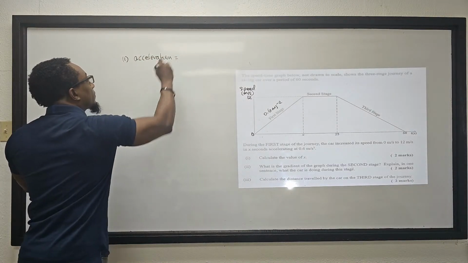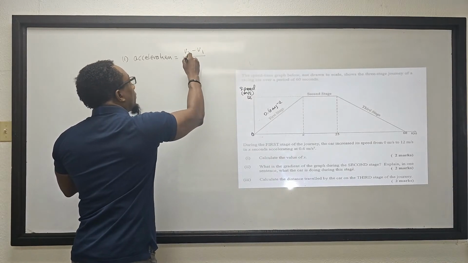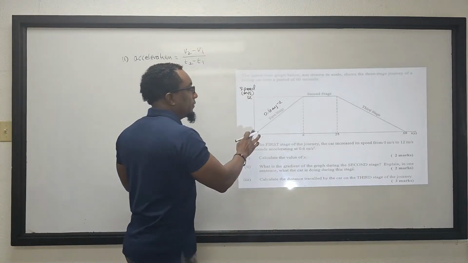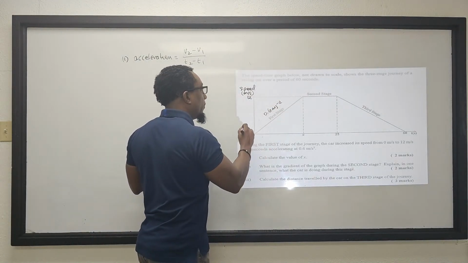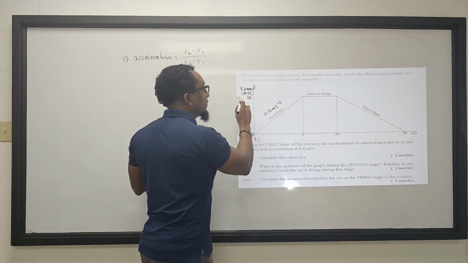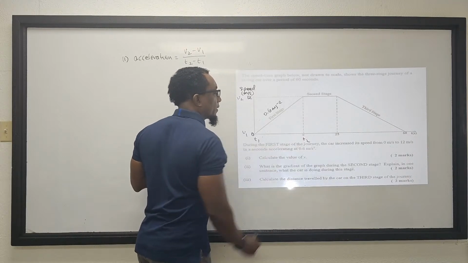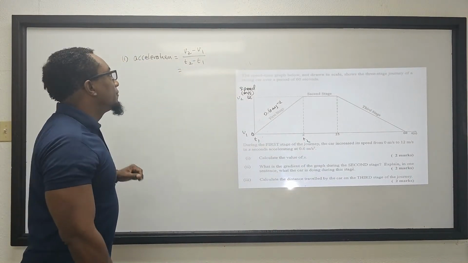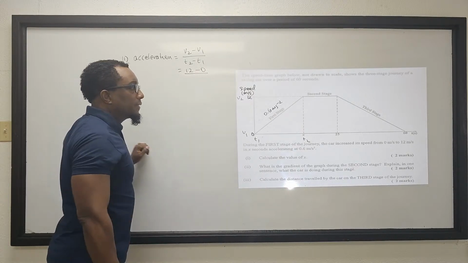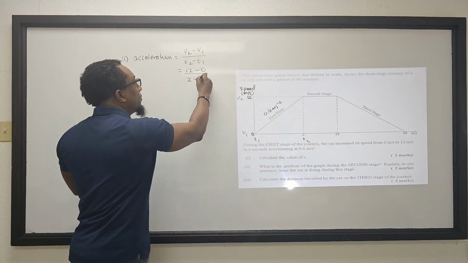Acceleration is change in velocity over change in time. And if we're moving upwards, this is v1 and that's v2. If this is v1, this will be t1, and if this is v2, this will be t2. So let's substitute. V2 is 12, minus V1 which is 0, over T2 which is x, minus T1 which is 0.